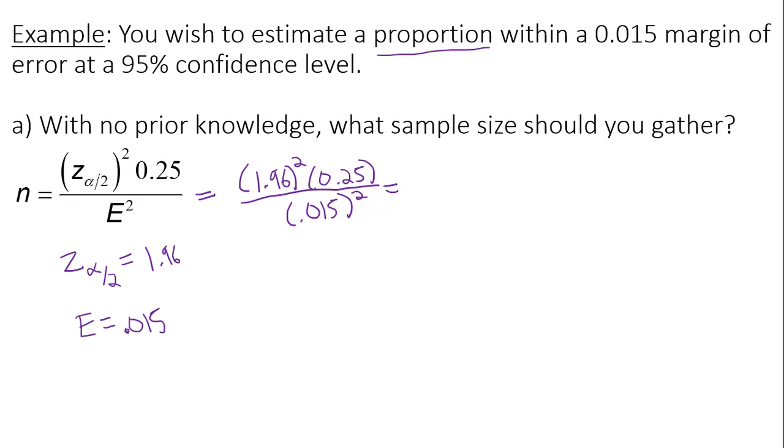So now you'll go through and use your calculator. Do not round until your final answer. So I got 4,268.4. I will round this up. You will always round up when you're calculating sample size. You get 4,269.